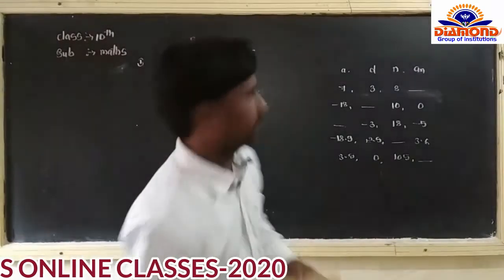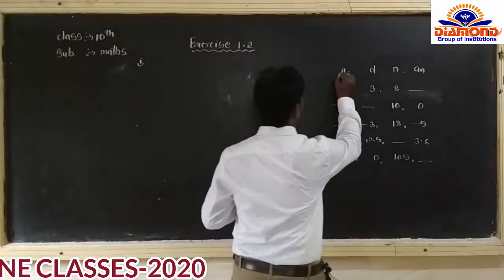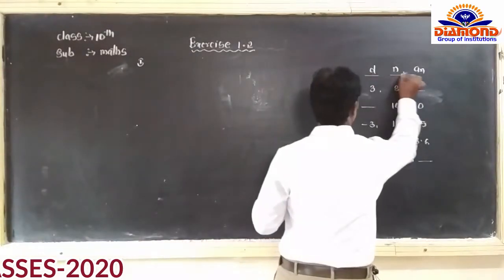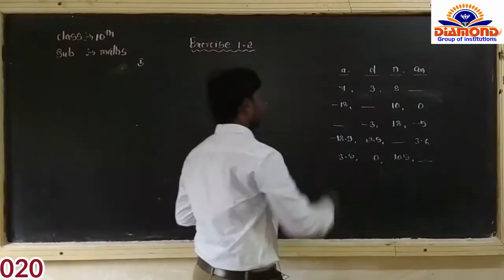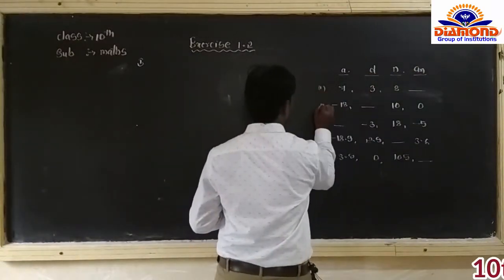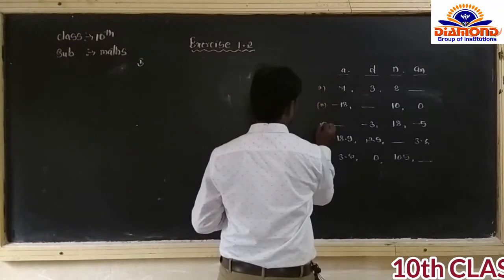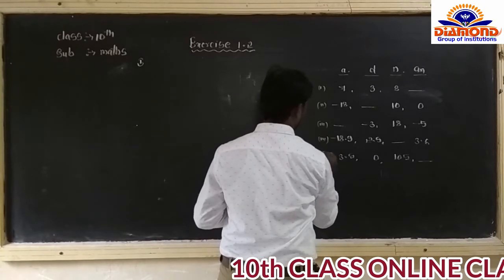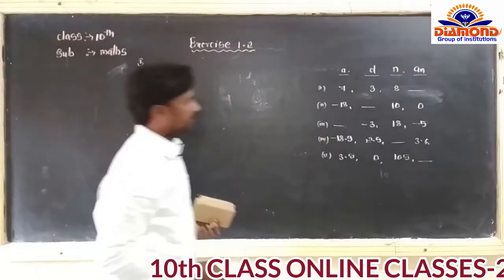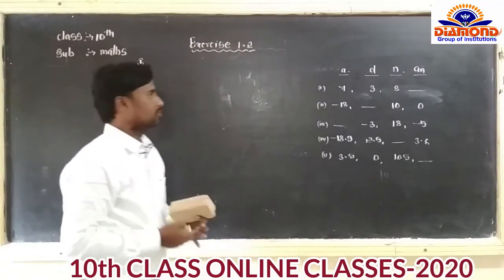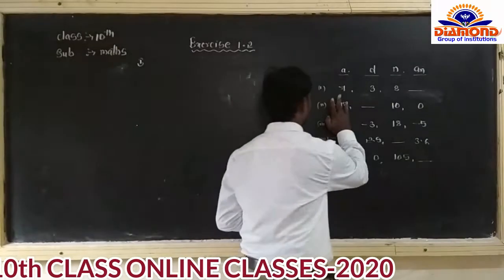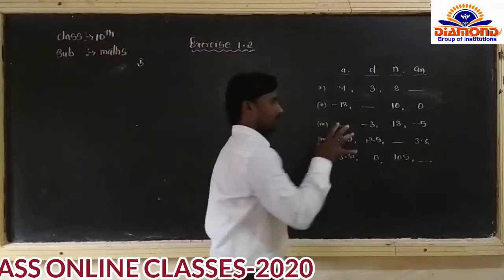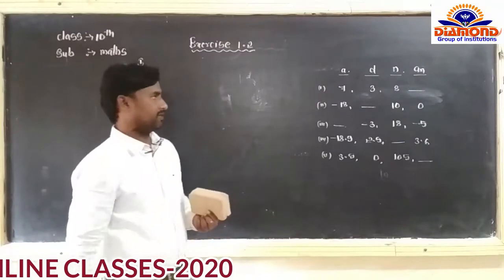It is asked like this. Here this is the a, this is the d, n and an are given. So here first question, this is the second question, this is the third question, this is the fourth question, and here 5 questions are there. In this bit, first bit, fill in the blanks are there. So in those fill in the blanks, we should find out the value.